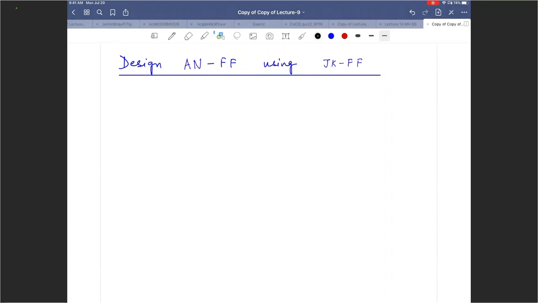What do I start with? Step one is write the next state table of the desired flip-flop. The desired flip-flop is A N, current output and the next state output. Eight particular possibilities.